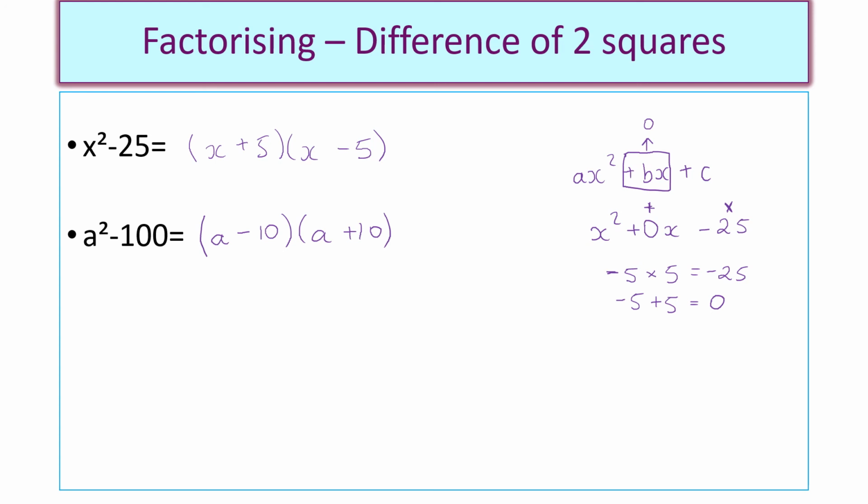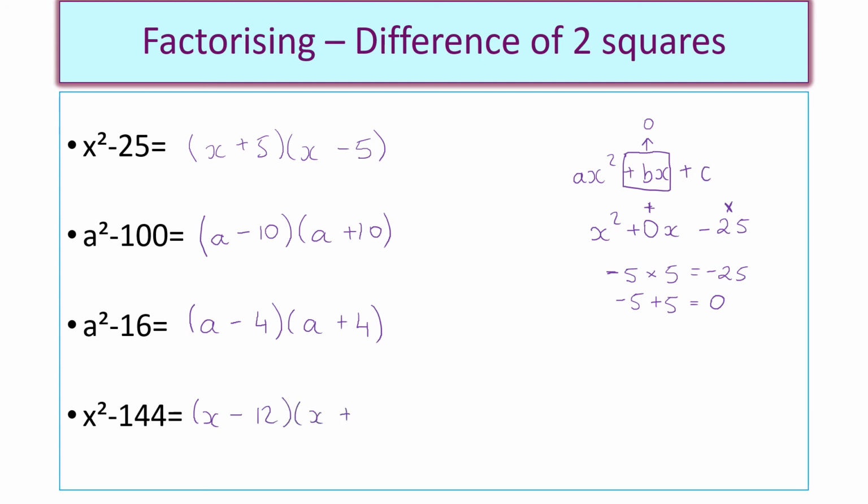If you can't remember this way, then obviously you can do it using the regular method. a squared take away 16. Square root of 16 is 4. So I have a take away 4 in one bracket and a plus 4 in the other bracket. And one more, x squared take away 144. So I need the square root of 144, which is 12. So that is x take away 12 and then x plus 12. That's it.